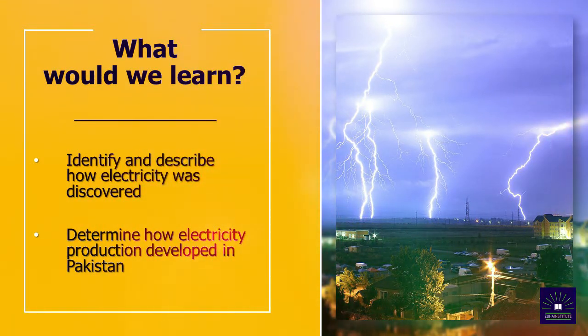Specifically, in this topic, electricity, the first topic of this chapter, we'll be learning two things. The first thing we'll be able to do after learning this lesson is that we'll be able to identify and describe how electricity was discovered. The second thing is that we'll be able to determine how electricity production was developed in Pakistan. Let's get into this lesson.